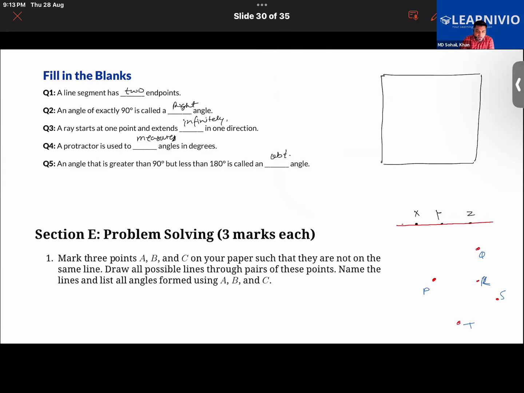It's a simple one. While drawing the lines through these points, please use a scale. This question is section E, question 1. Yes, Habib? I also don't understand what list all angles means. Do we have to draw an angle with the points we made? List all angles formed using A, B, and C.